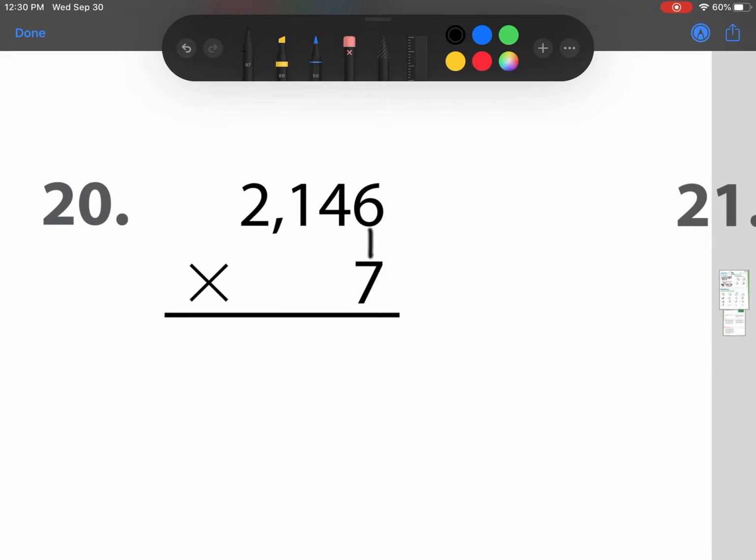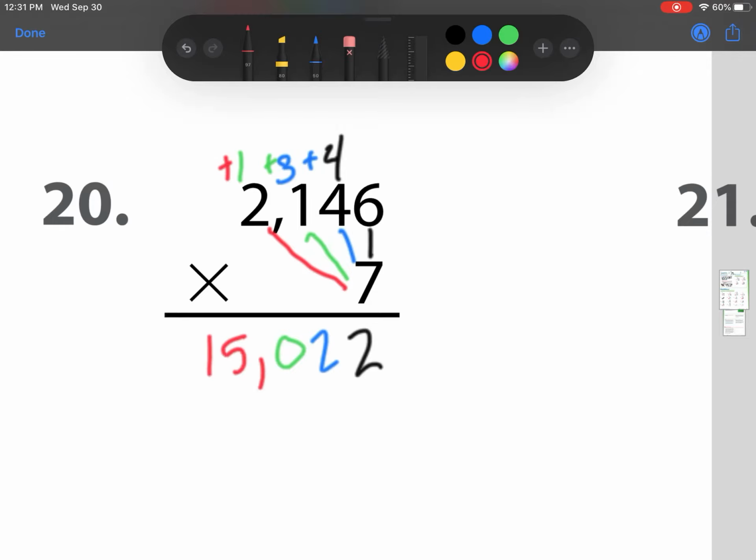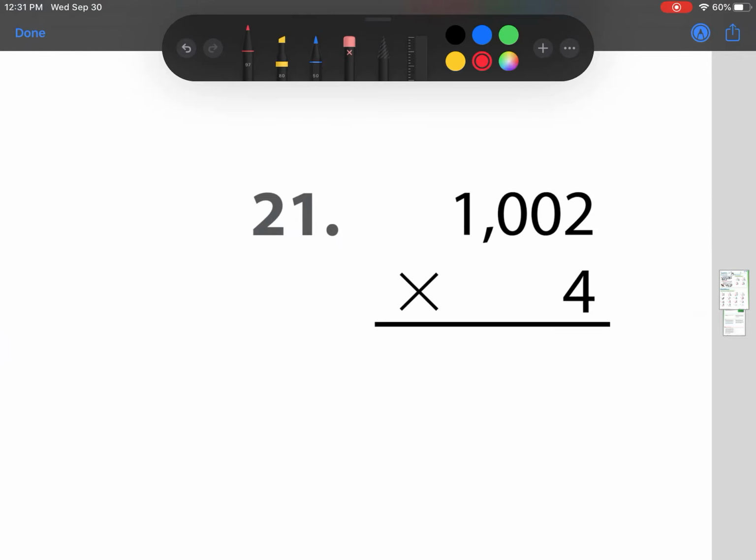Number 20, 7 times 6 is 42, so I regroup that 4. 7 times 4 is 28, plus 4 is 32. Regroup that 3. 7 times 1 is 7, plus 3 is 10. Regroup that 1. And lastly, 7 times 2 is 14, plus 1 is 15. 15,022.